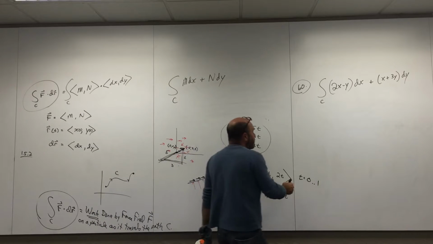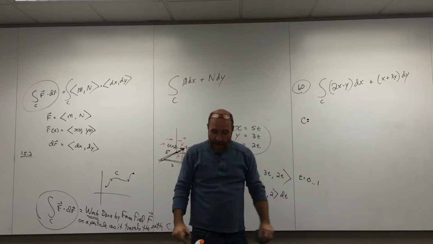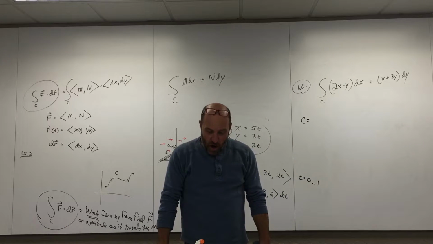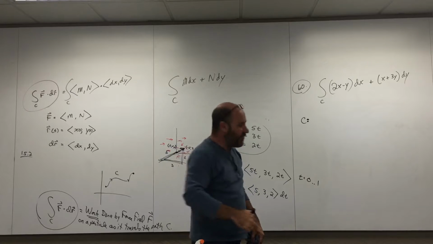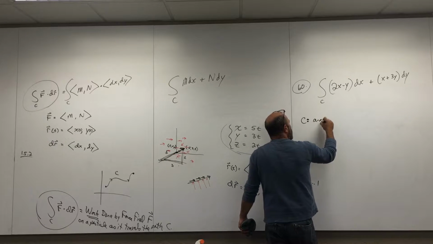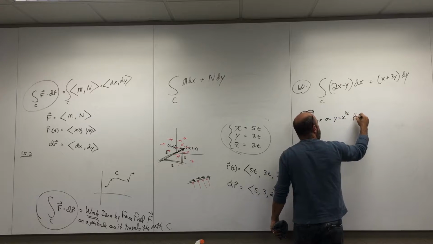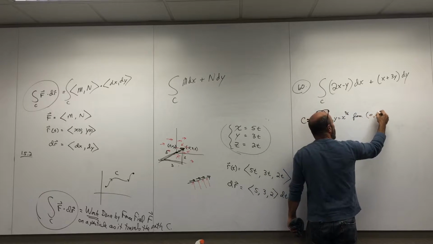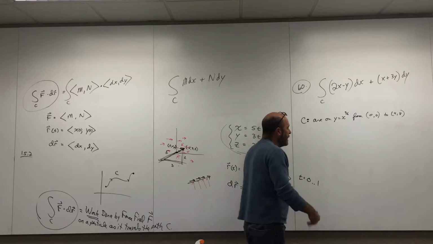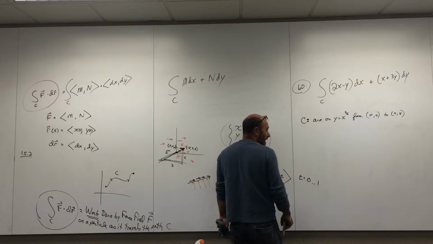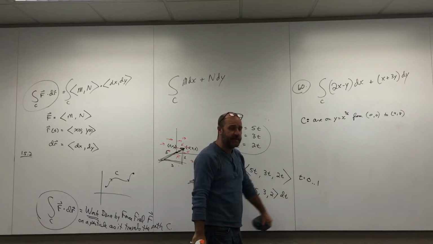Okay, now, what's the path? For number 60, the path says this. They say, let's do this path: the arc on y equals x to the 3/2 from 0, 0 to 4, 8. All right, well, cool. Again, I don't really need a picture of it. What I really need, I think, what I've taught you so far, is that I need to parameterize it.